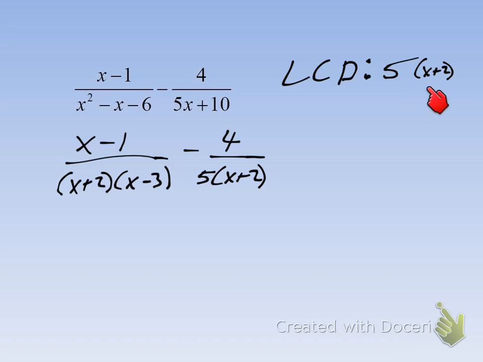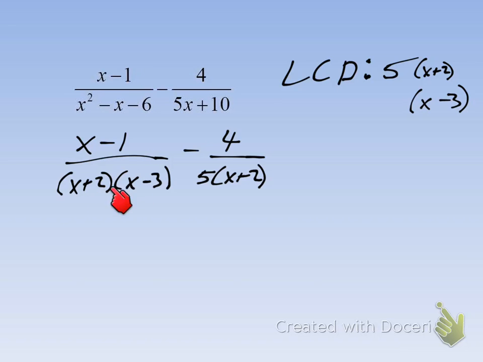Okay, so this still needs to be in your LCD, because like I said, you got to build up to it. You can't take these away, even though they're in both. And then we have an x minus 3 here, so we got to build this one up to an x minus 3 with an x minus 3 as here. So your LCD is basically each individual factor as many times as it happens. So 5, x plus 2, x minus 3.